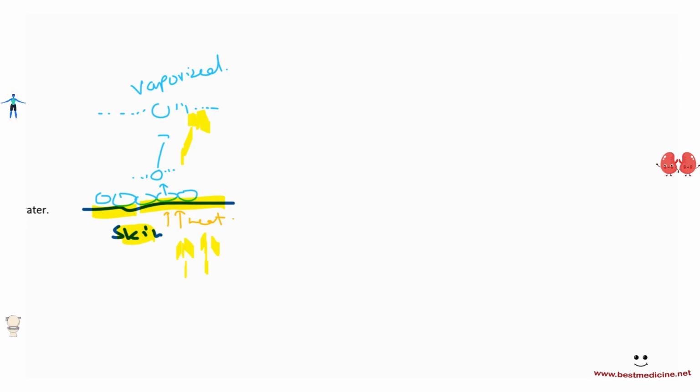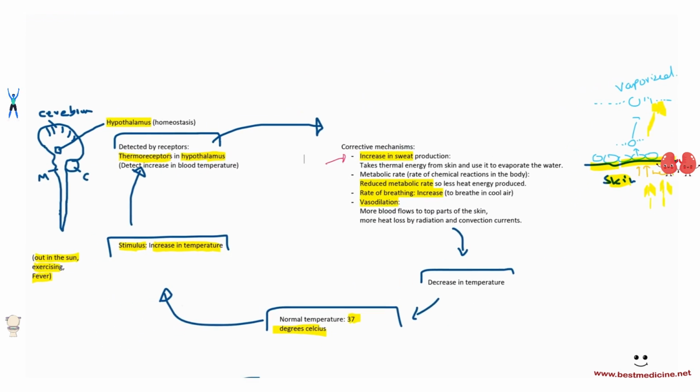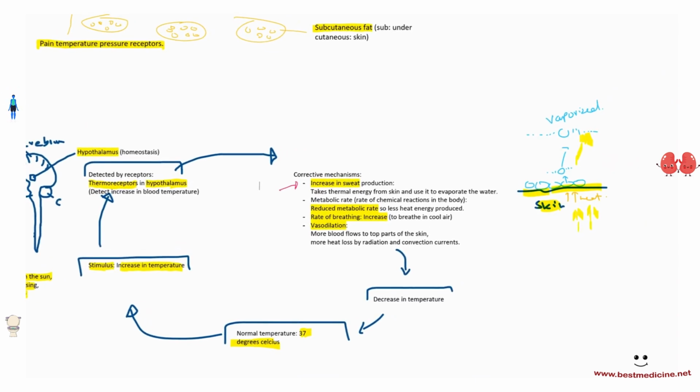That is called latent heat of vaporization. And water actually has a high latent heat of vaporization, which means it takes away a lot of heat energy from the body as it vaporizes. So this causes the body to cool down, and voila, helps in decreasing temperature.